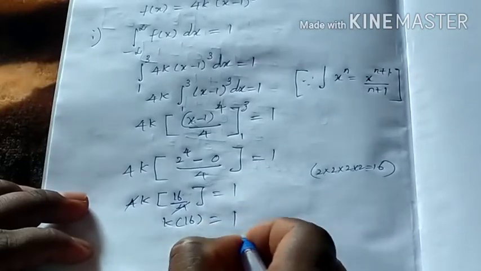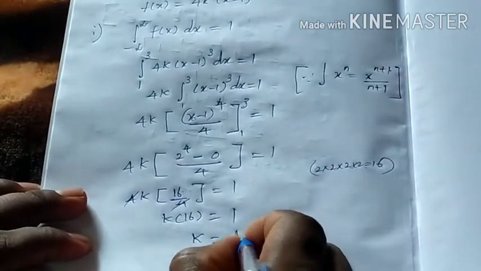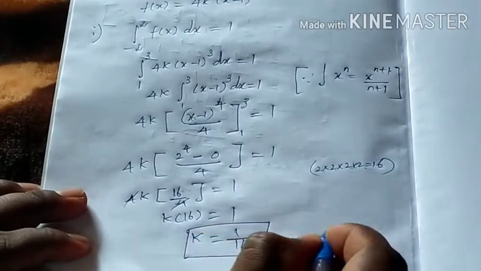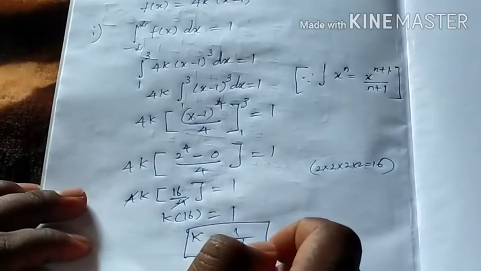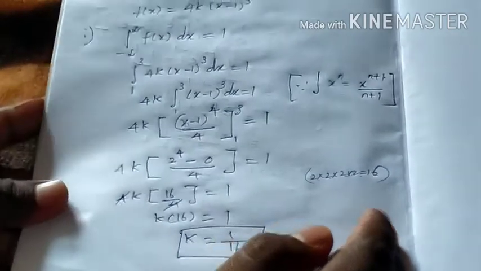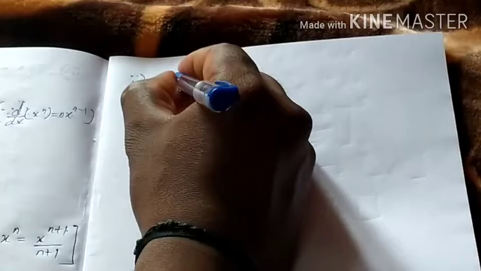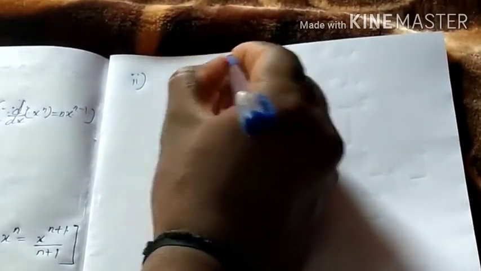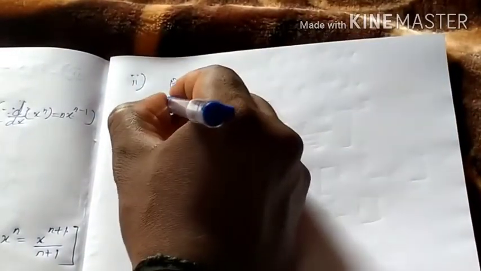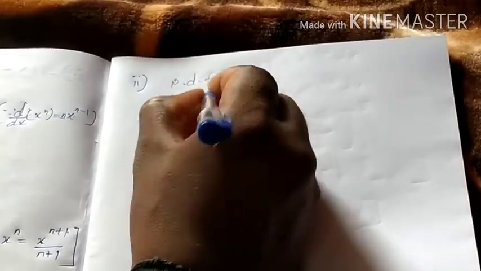So k is equal to 1 divided by 16. Okay, now we get the value of k. Then the second one is the probability density function. What is the probability density function? The probability density function is small f of x.